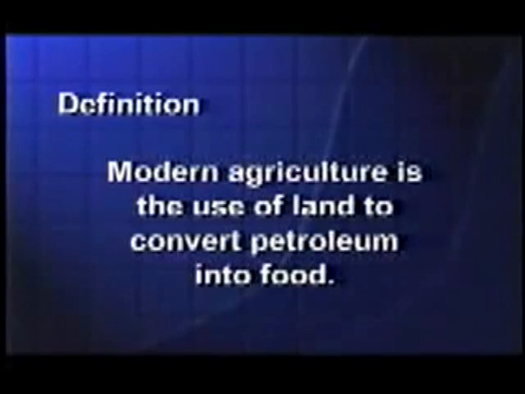Well, what does this mean? Let's look at the definition of modern agriculture. It's the use of land to convert petroleum into food. And we can see the end of the petroleum.